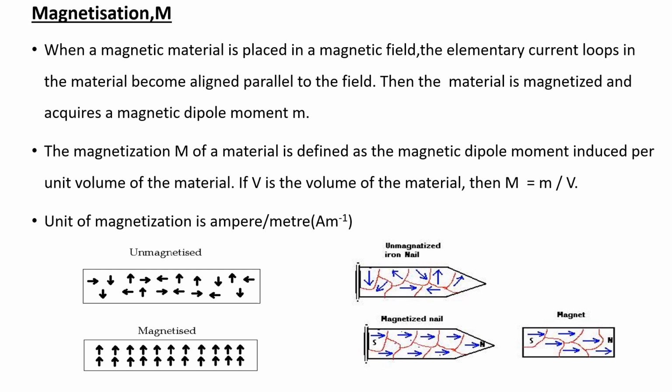Then the magnetization vector M can be defined as the magnetic dipole moment induced per unit volume of the material. If V is the volume of the material, then the magnetization vector M is equal to the magnetic dipole moment m divided by the volume V. Thus, the magnetization vector is the magnetic dipole moment induced per unit volume. And the unit of magnetization is ampere per meter.